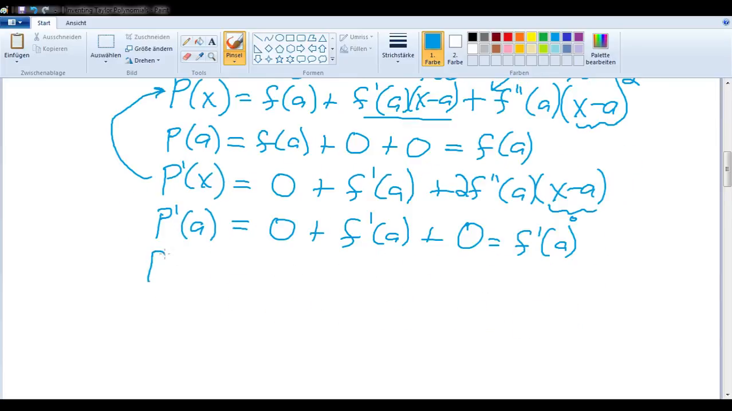So now we'll take the second derivative of p. So in other words, we're taking the derivative of this here. 0 plus, now again this is just a constant, so that's 0.